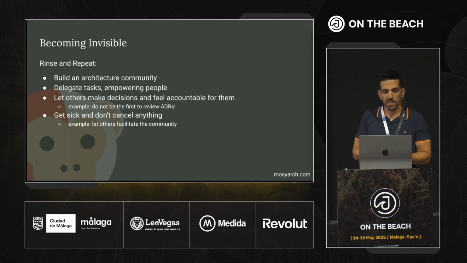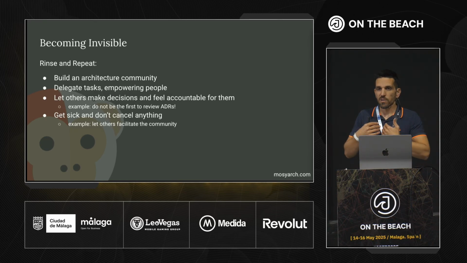Then, as I have said, the becoming invisible part is about having this community. You will see who becomes more proactive and who is not. And then you will identify these people, ideally organically, that they participate in architecture. Then you, as an invisible architect, start delegating some tasks and empowering people to do them. Like, hey, for this new product or this domain, why don't you create the domain design? I can help you, and then you co-create or you empower people to do this.